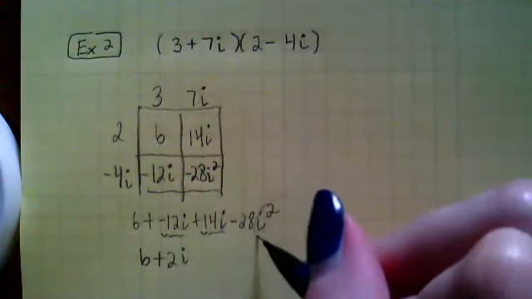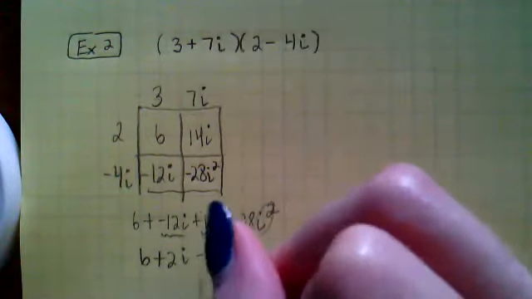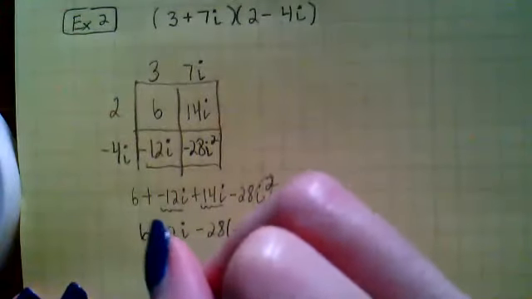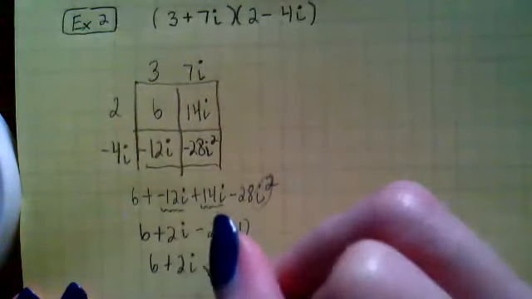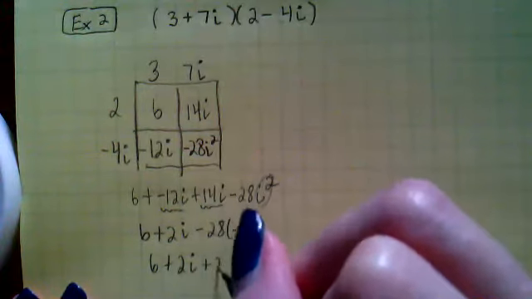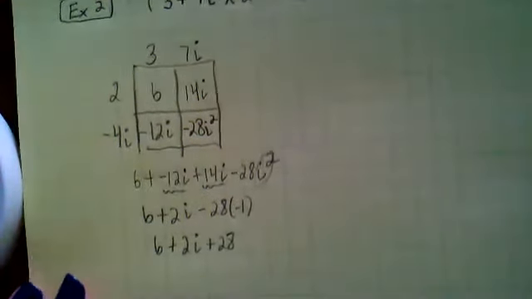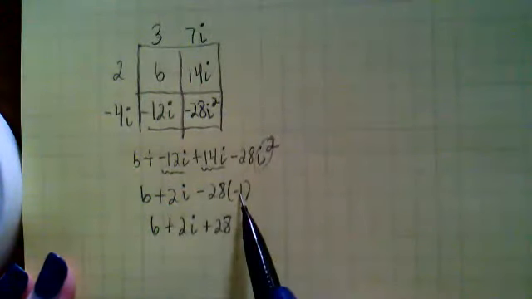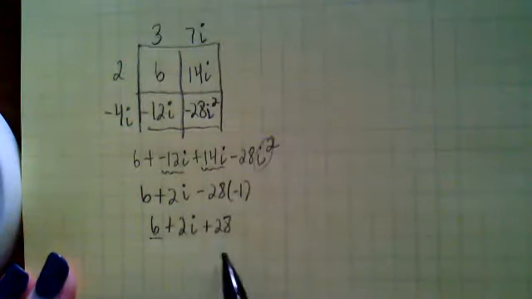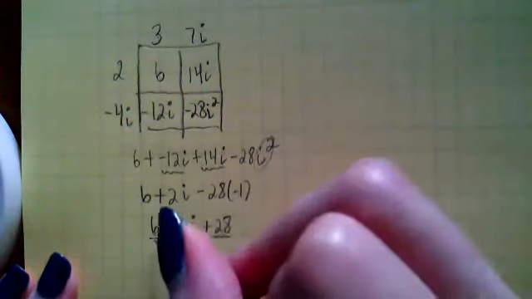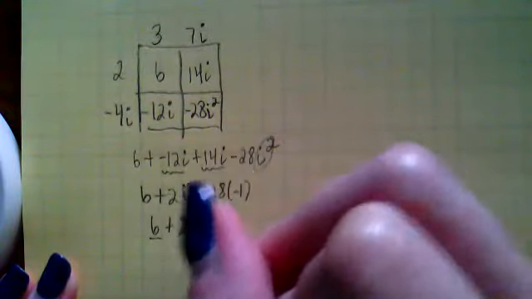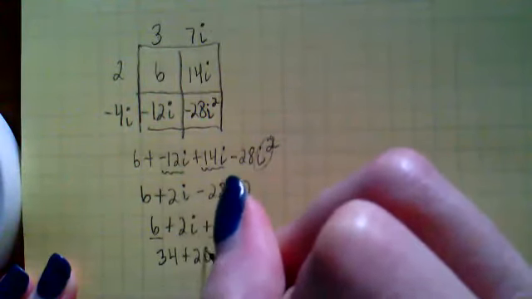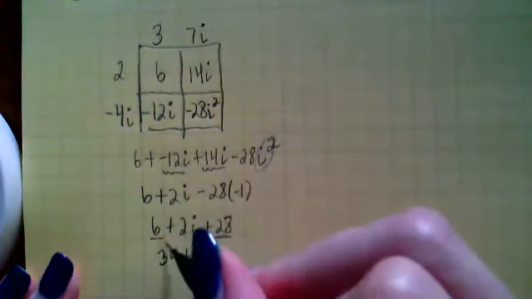And then again, this is where we substitute in that -1. So we get -28 times -1, giving 6 plus 2i, and this becomes positive 28. There are a few more steps involved with this type of box because of the substitution of i squared equaling -1. And notice here we're still not done because these are like terms. So 6 plus 28 is 34. Sorry, a little slow on that. And we get 34 plus 2i as our final answer.